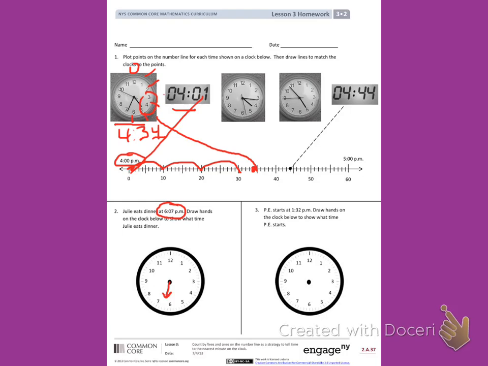The minutes at 6:07 say 7 minutes, so I know that if I start here at 0 and I count by fives, this would be 5 minutes. And then I add on 2 more to get 7, so 5, 6, 7, right here. So now I'll draw my minute hand a little bit longer than my hour hand to where the 7 minutes is. Follow the same procedure for completing number 3. Remember, look for the hour hand and think about the minutes and where they would be on the clock.